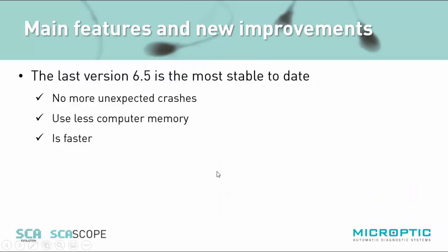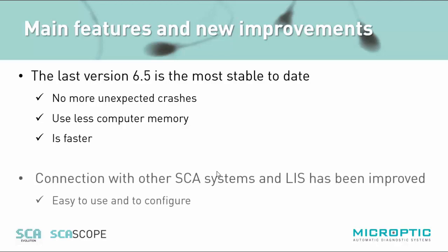Now, the last version that I am presenting here is the most stable to date, so there are no more unexpected crashes. This is very important for an IVD device. It also uses less computer memory. In that case, to connect different systems, it's better because the sessions are not very big, so it's easy to share the sessions, and it's faster to do everything. So it's a good system. And now the connection with other SCA systems and the list has been improved, so it's easy to use and to configure.